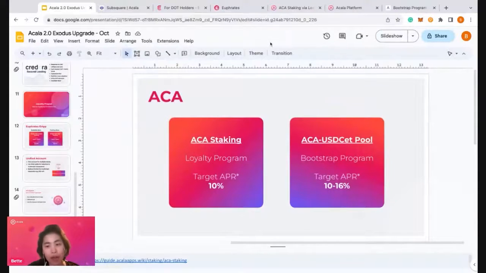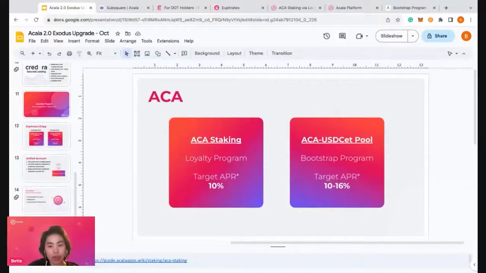We'll have a higher target APR so that we can have good liquidity for ACA, which is also very, very important. At the moment, the USDC is using the USDC from Ethereum, just because currently there's enough liquidity providers and liquidity for USDC from that side.